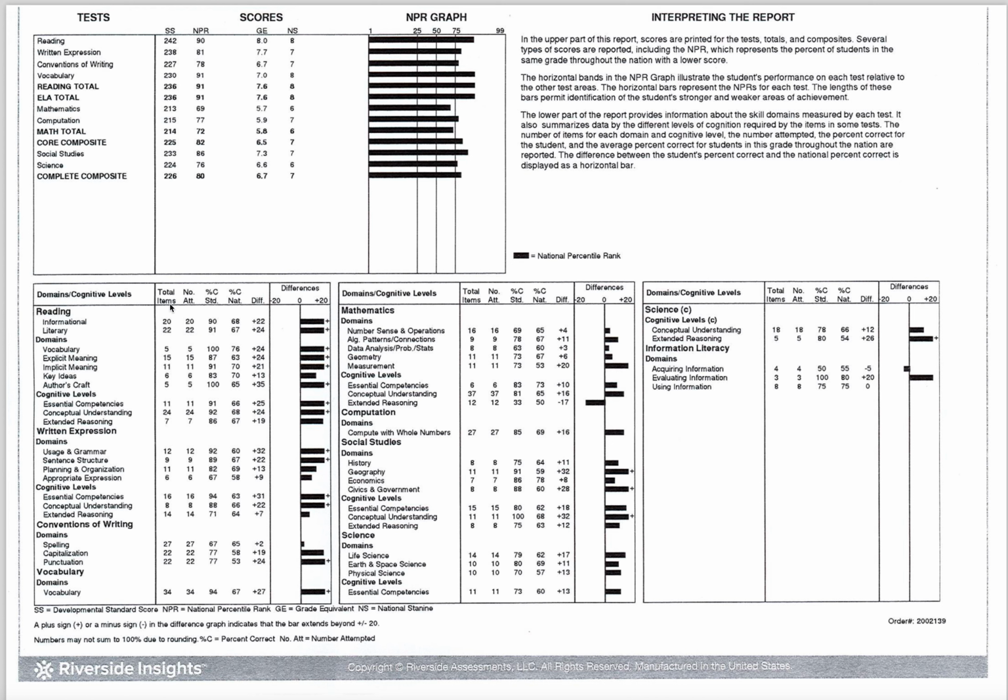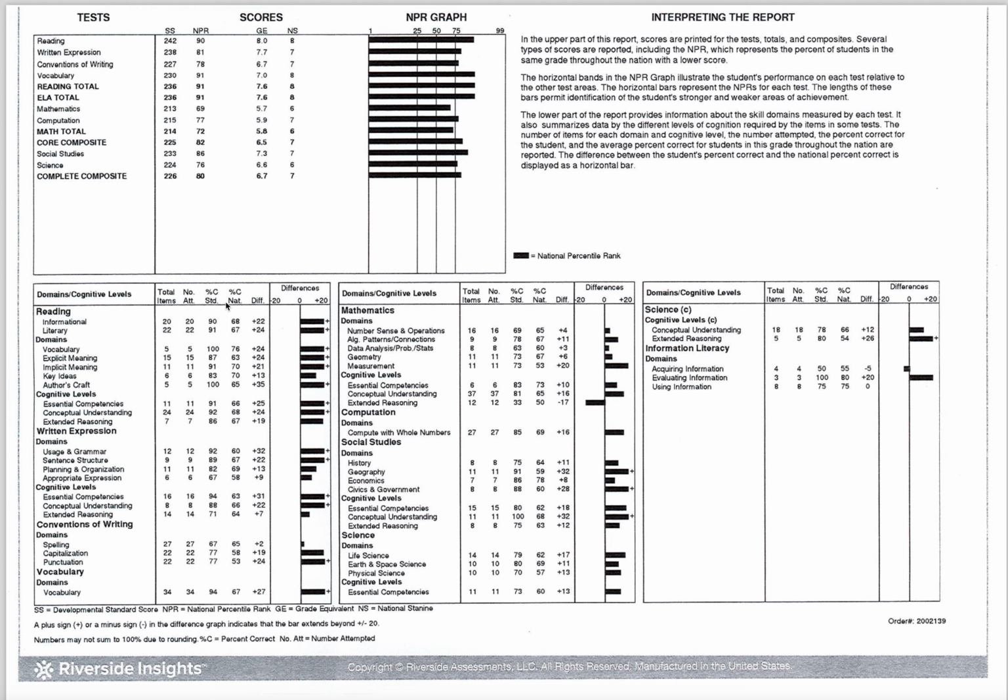The total items is the number of items in the test that relate to this particular skill. The number of attempts is the number of questions that your student attempted to answer. The percentage of CSTU is the percentage of total questions that your student answered correctly. So if it says 100%, they answered 100% of the questions correctly.